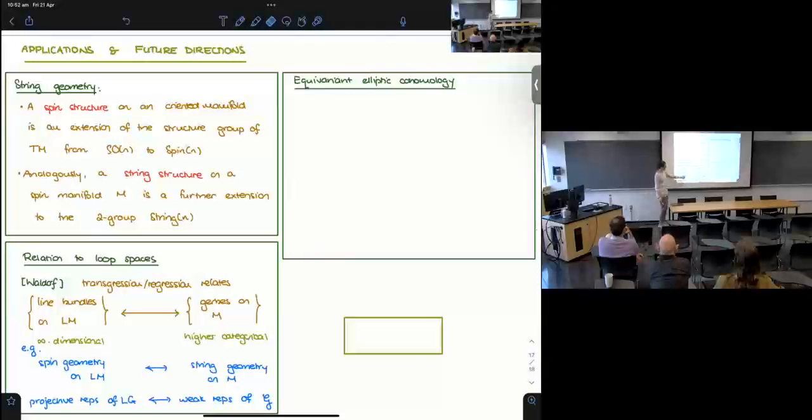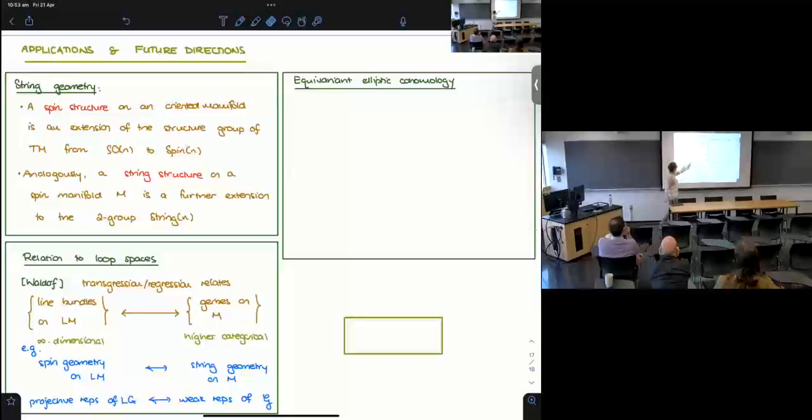So, for example, spin geometry on LM comes from principal bundles on LM, and string geometry on M comes from two group bundles. So there should be a correspondence between those. Projective representations of the loop group should correspond to weak representations of the two group.